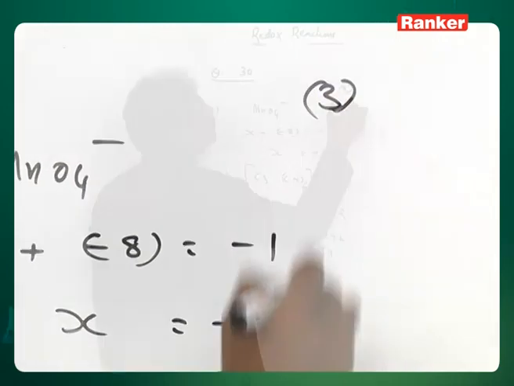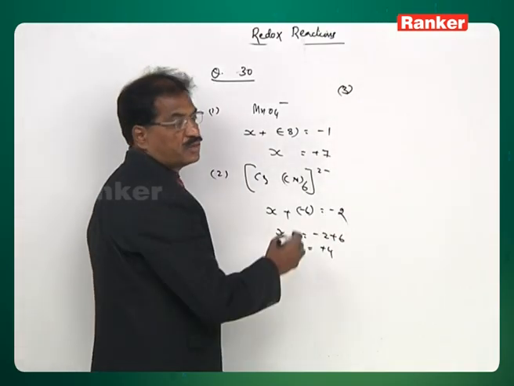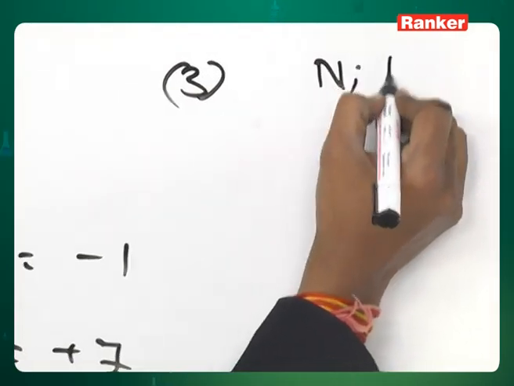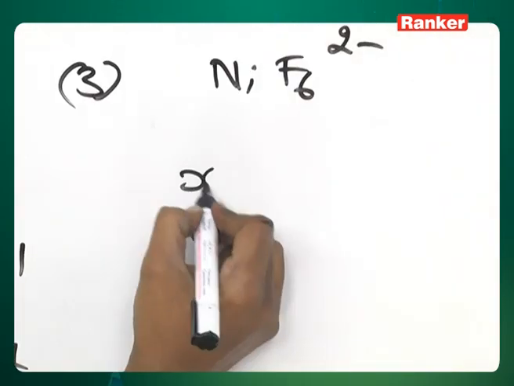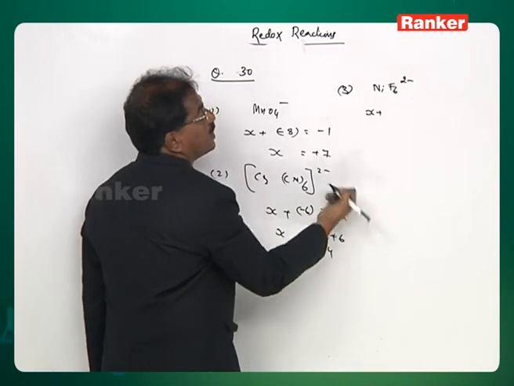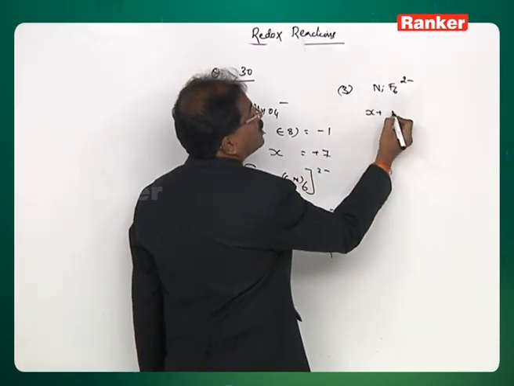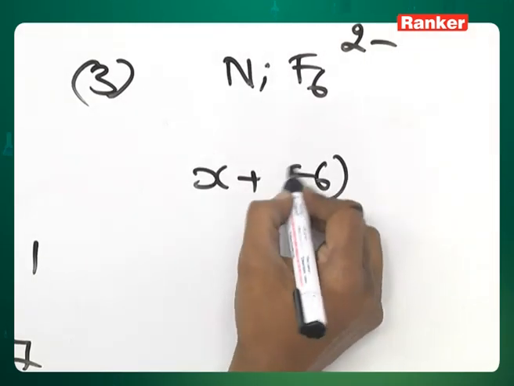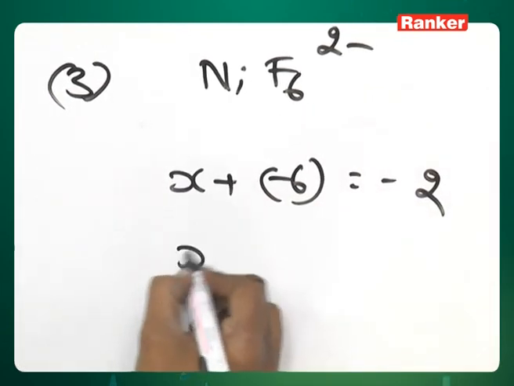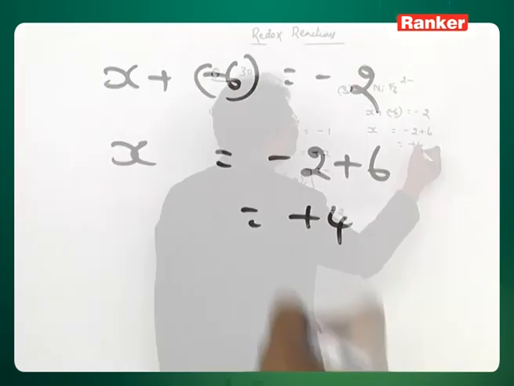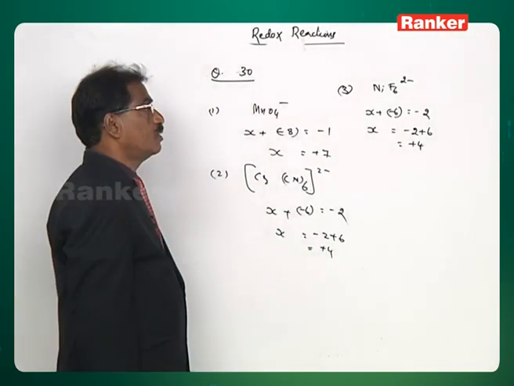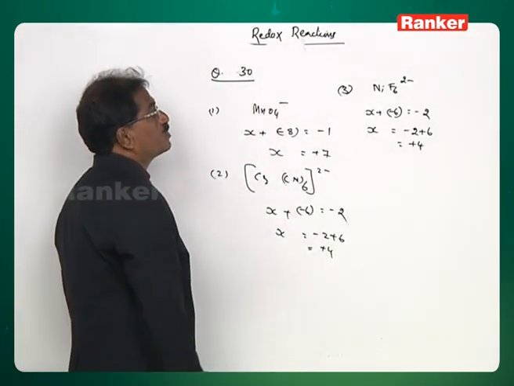Next, third option. In the third option, they have shown NiF6 2 minus. Here let us say the oxidation state of nickel is X. For each fluorine -1, so 6 are there. So X - 6 is equal to -2. X is equal to -2 plus 6. So +4. So here again we got +4.